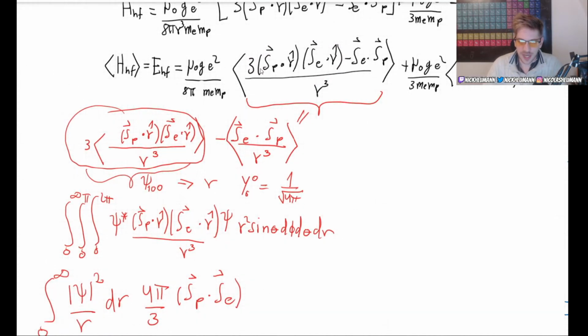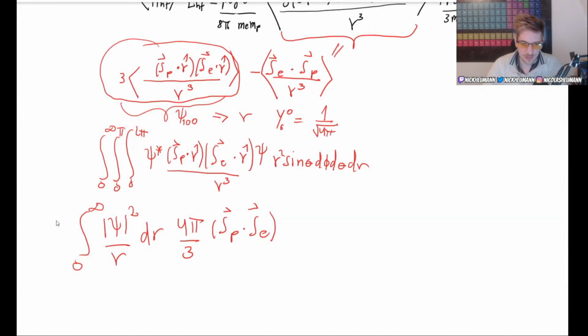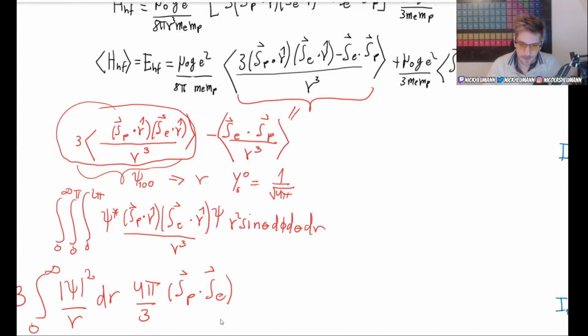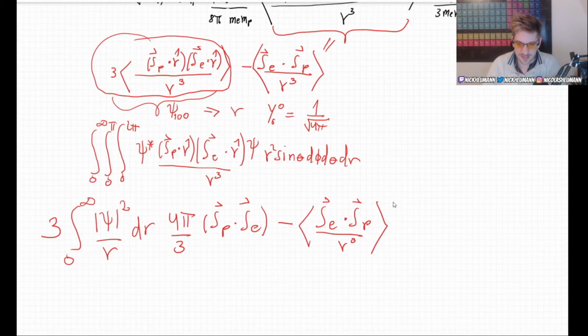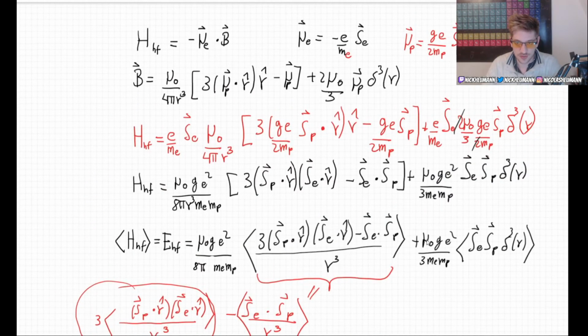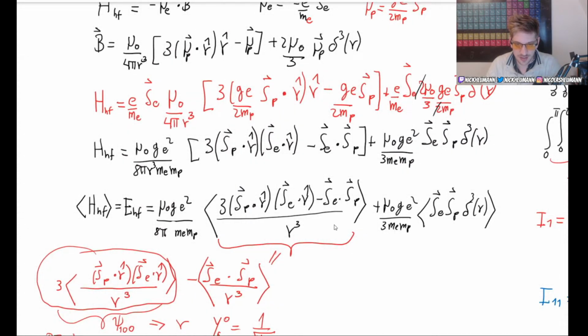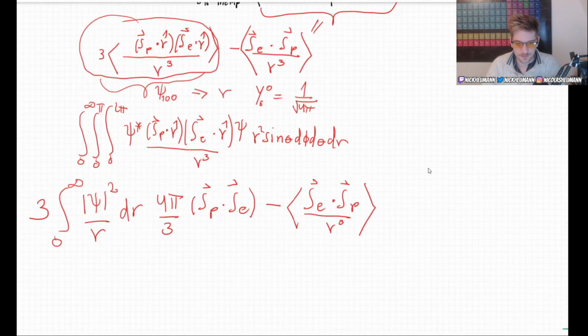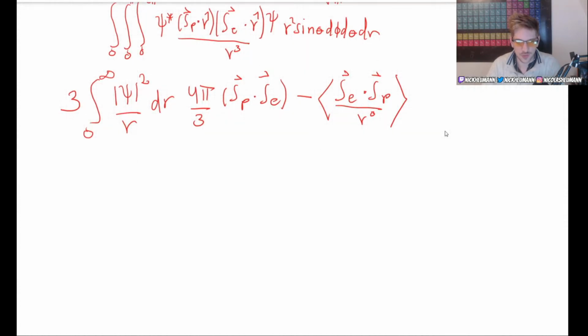We haven't included the 3 yet, so let's multiply all this by 3. And now let's plug in the rest: this minus the expectation value of Se dot Sp over r cubed, because that is the expression that we want to find. And just a quick reminder, why do we want to find that? That is because we are finding the energy here, and we want to find this part and this second part there.